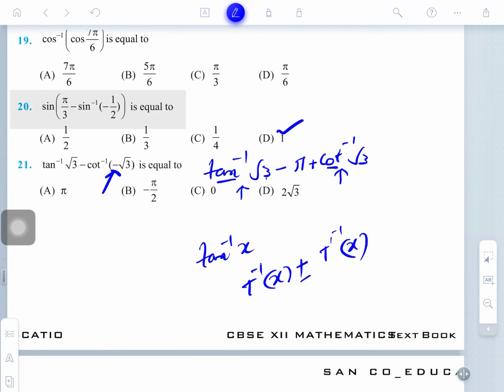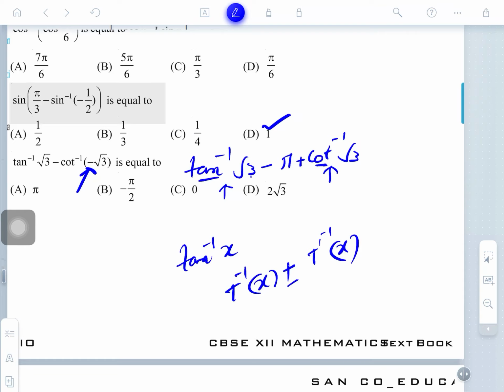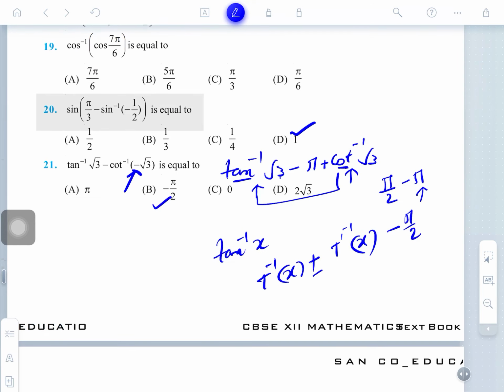So will it come into use? Obviously. So in this place what can you write? Tell please. Obviously you can write pi by 2, and minus pi is also there. So half pi and full pi, what shall it be? Minus pi by 2. What is the right answer for that? B is the right answer.